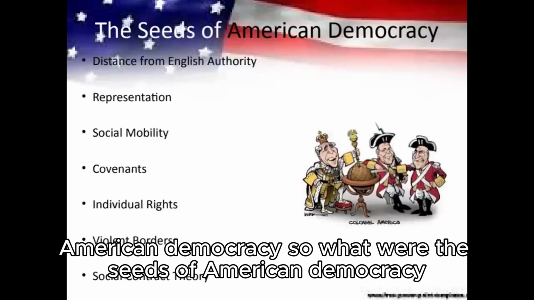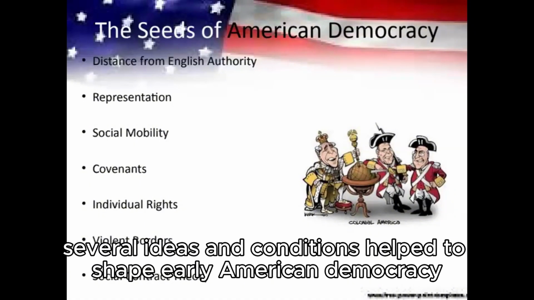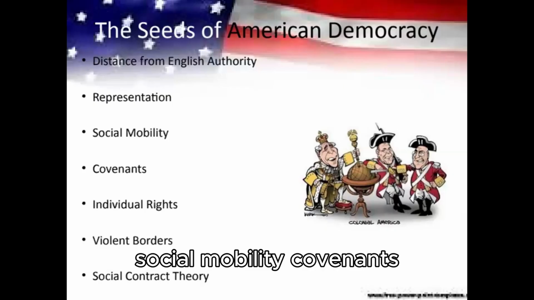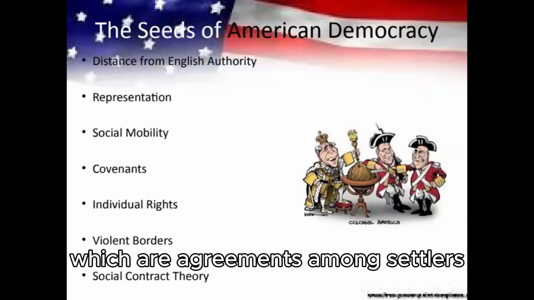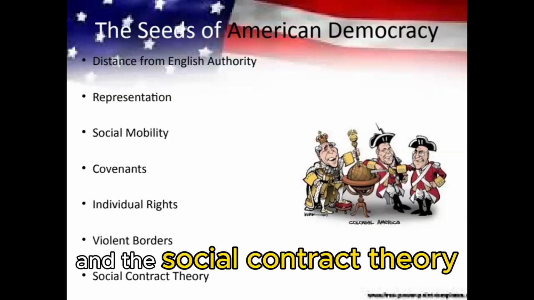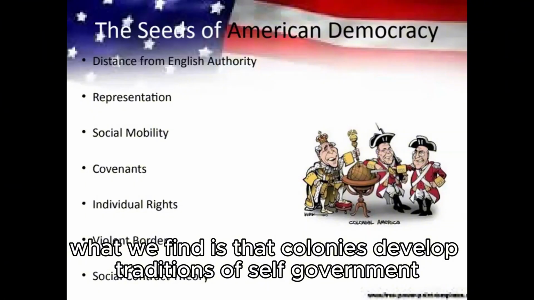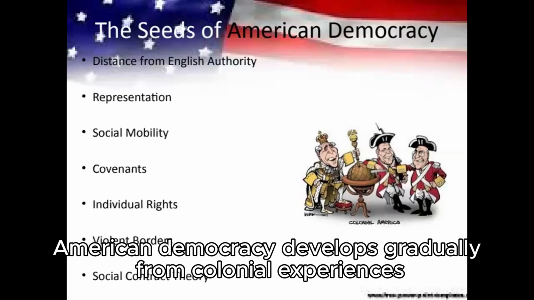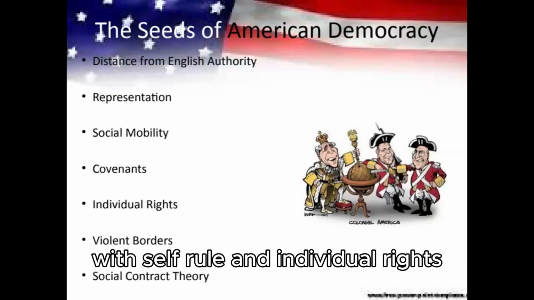So, what were the seeds of American democracy? Several ideas and conditions helped to shape early American democracy. These include distance from English authority, representation, social mobility, covenants, which are agreements among settlers, individual rights, violent frontier conditions, and the social contract theory. What we find is that colonies developed traditions of self-government long before independence. So when you think about it, American democracy developed gradually from colonial experiences with self-rule and individual rights.